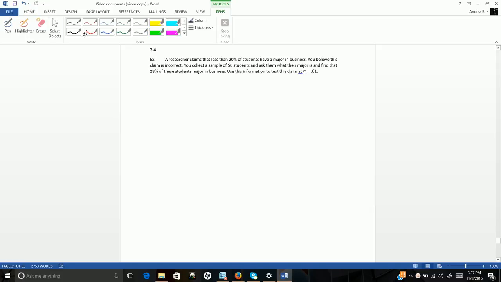Alright, for section 7.4 here, our example is a researcher claims that less than 20% of its students have a major in business. You believe that the claim is incorrect. You collect a sample of 50 students and ask them what their major is, and find that 28% of the students major in business. Use this information to test the claim at alpha equals 0.01.